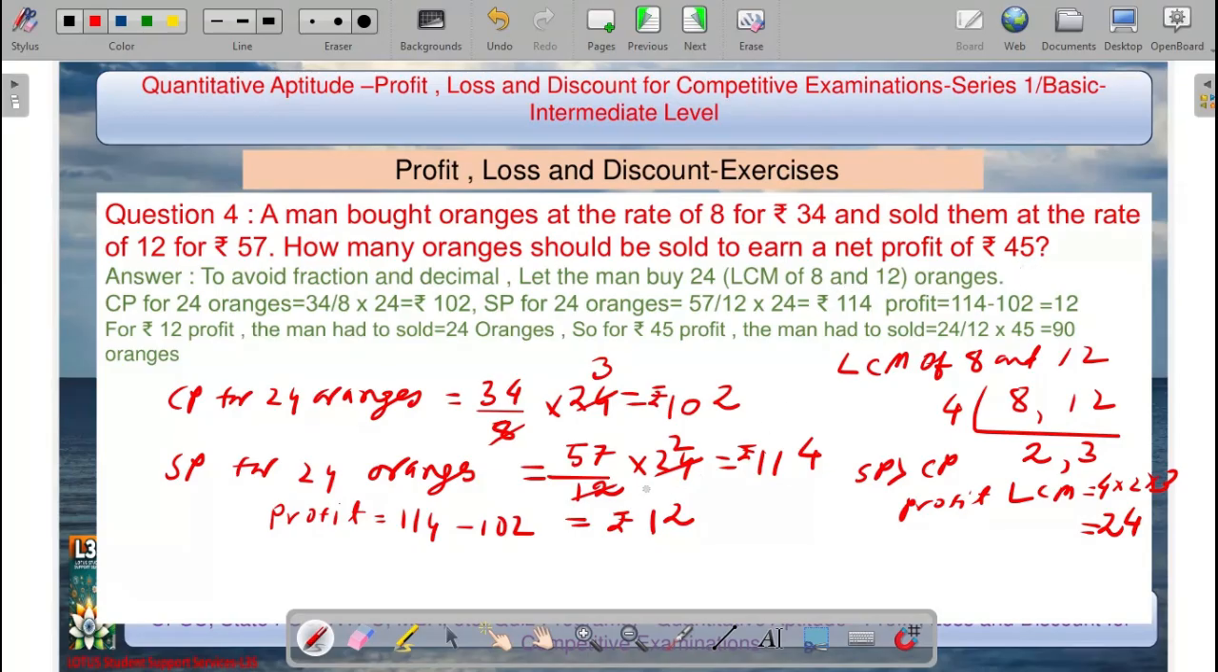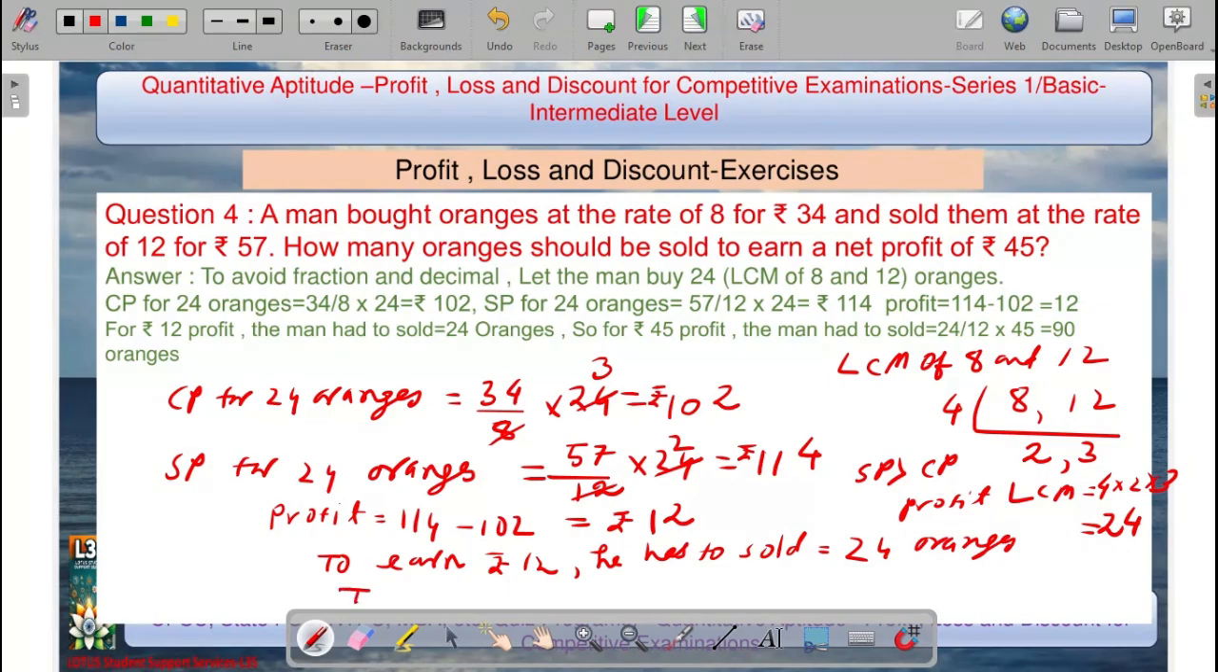Now here, to get a profit of rupees 12, we have to earn rupees 12, he has to sell how many oranges? 24 oranges.